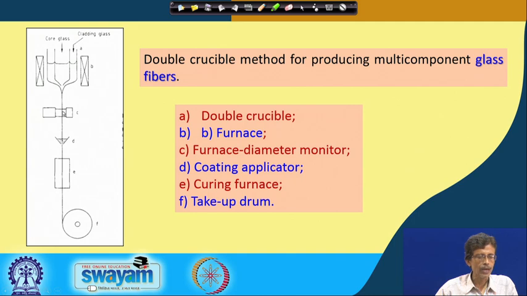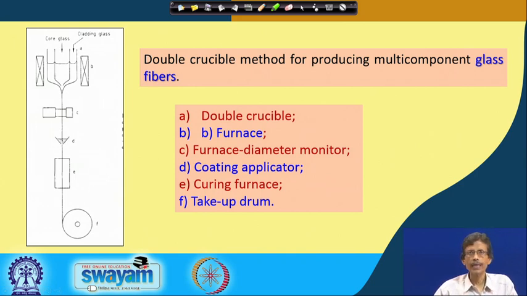Then C is the corresponding furnace diameter monitor. This can be the monitor for the diameter or the aperture through which the material will come out. Then D is the coating applicator. If you require it, you have a core glass, then cladding glass, and finally you can put something else as the coating material. So, D gives the application of the coating material, and then E is nothing but your curing furnace.